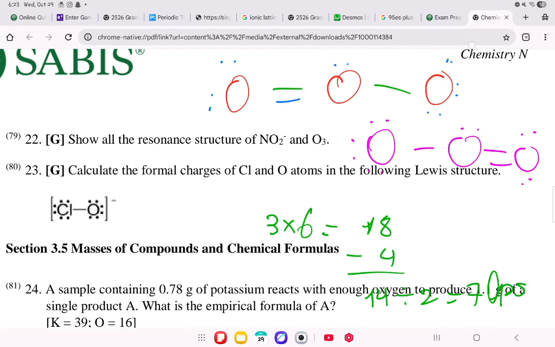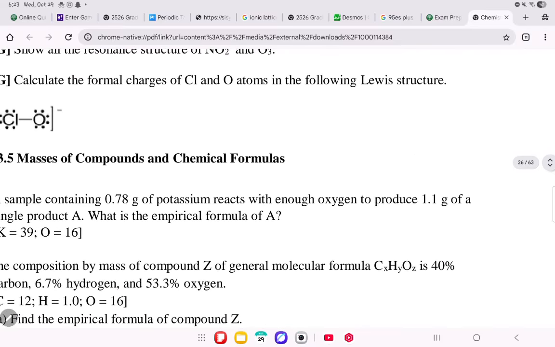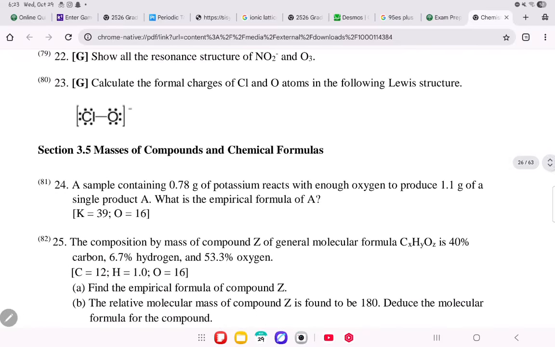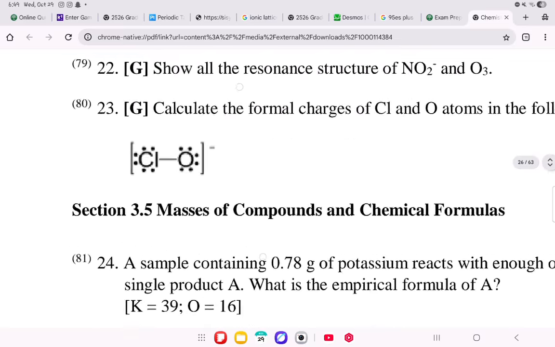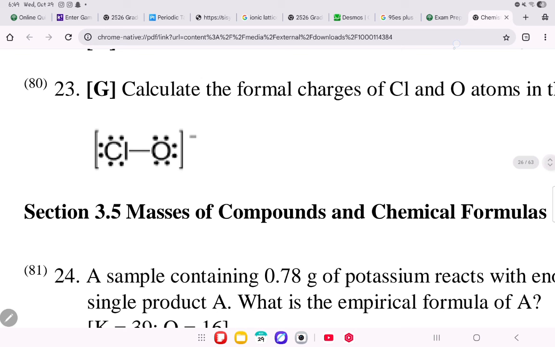Calculate the formal charges of Cl and O atoms in the following Lewis structure. Number 23. Calculate the formal charges of Cl and O atoms in the following Lewis structure. Of course, how do we calculate the formal charges? You need to take the group number. For example, Cl is in group 7, and we will subtract from it the surrounding electrons. So it has 1, 2, 3, 4, 5, 6, and 7 electrons. So that's going to be 0.